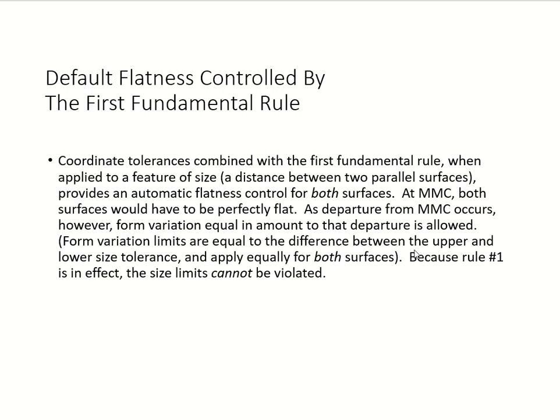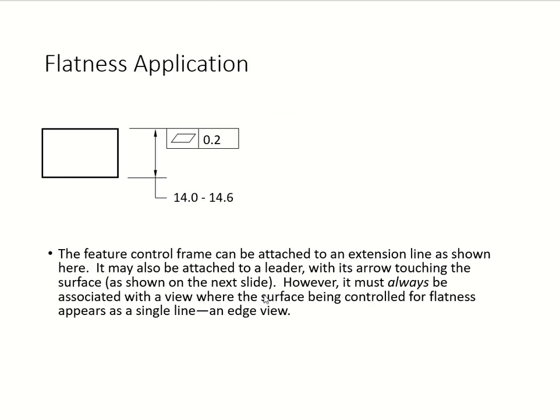If a departure from MMC happens, you will have variation, and variation equal in amount to that departure is allowed. So form variation limits are equal to the difference between the upper and lower size tolerance, and you apply it equally to both surfaces. Because of Rule 1, you cannot violate the size limits, since Rule 1 depends on those feature size limits. So let's take a look at the application.